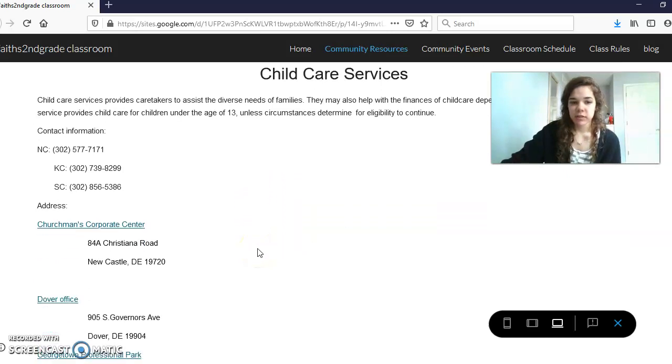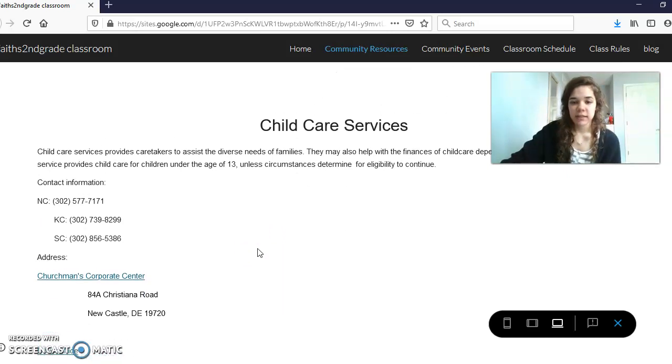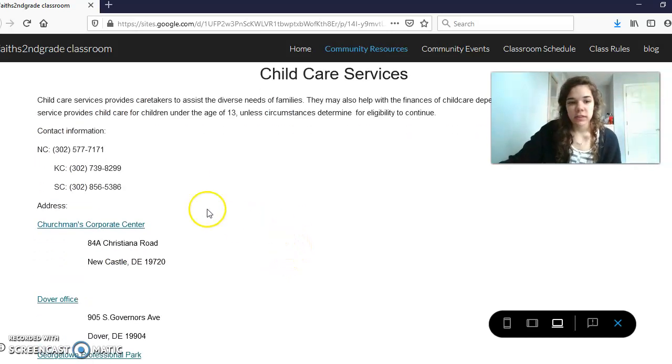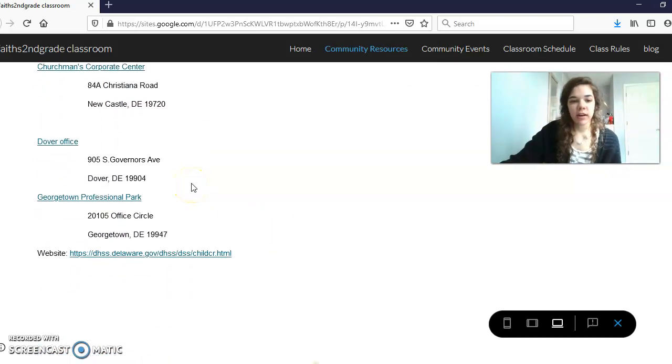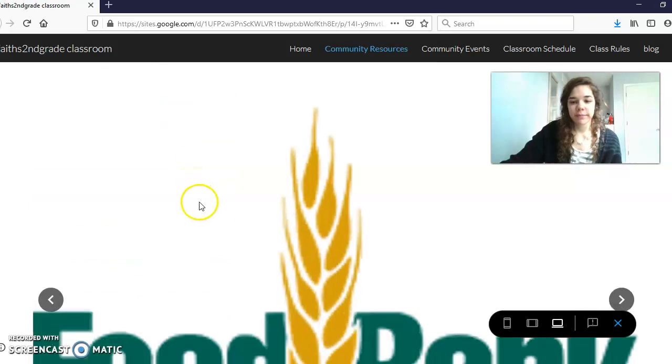Next is Child Care Services, and this one is an organization run by the government that provides financial help or allows people who are struggling and don't have the proper child care. They provide these people with child care services or financial help with child care services. And down here is all their information, contact information, different locations.